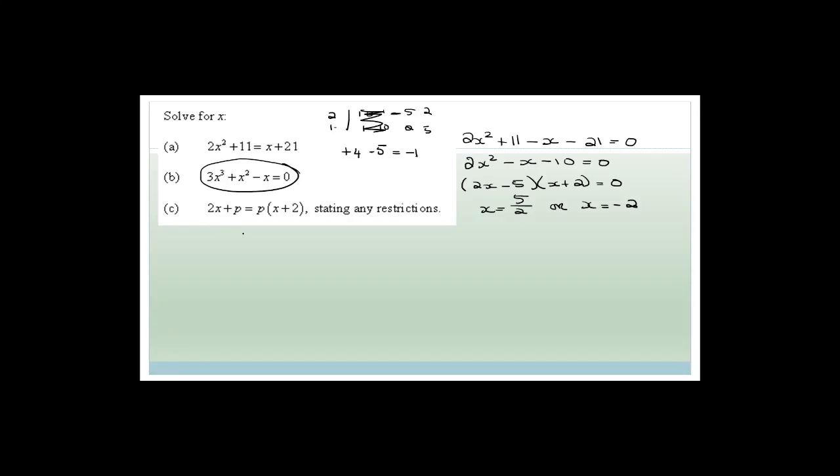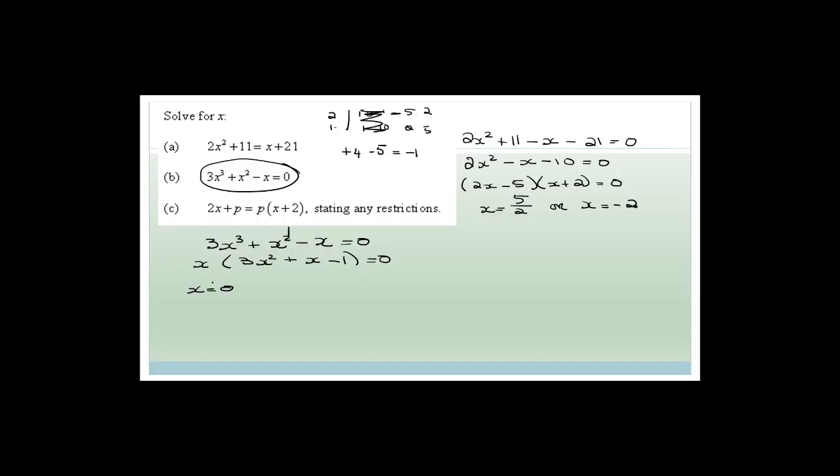Okay, we've got 3x cubed plus x squared minus x equals 0. And what I'm hoping you will realize is that immediately you can take out a common factor of x. And you're left with 3x squared plus x minus 1 equals 0. And this question is a little bit of a tricky question. They're being mean. And the reason they're being mean is because they're going to assume that a majority of students are going to divide by x, and then they're not going to realize that one of the solutions is x equals 0.